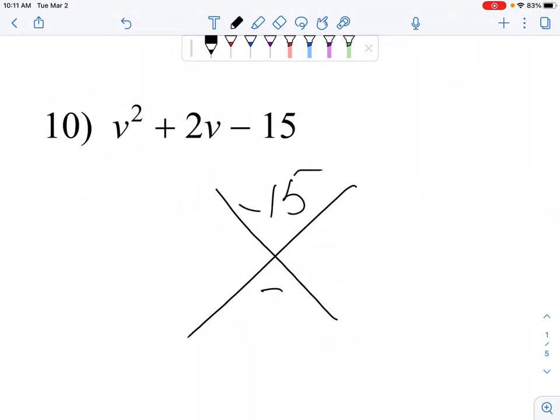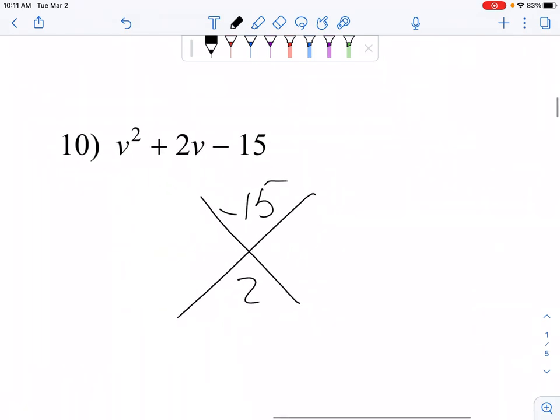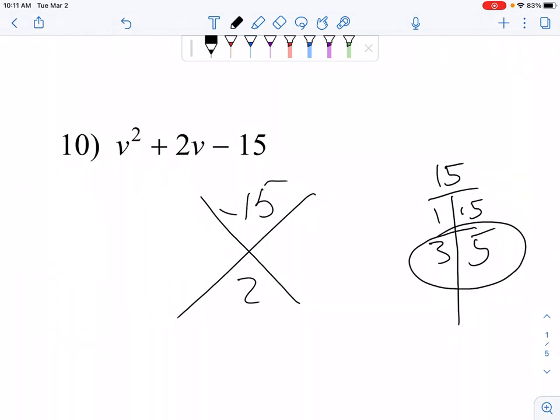Negative 15 and 2. And if you liked doing this way and listing it out yourself, 1 and 15, 2 doesn't work, 3 and 5, 4 doesn't work, and 5 we already listed. So here's all of our options. 3 and 5 can make 2. To get a negative on top, one of these two things has to be negative. To get a positive on the bottom, our bigger number has to be positive, so it must be a negative 3.